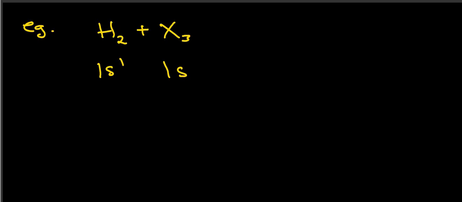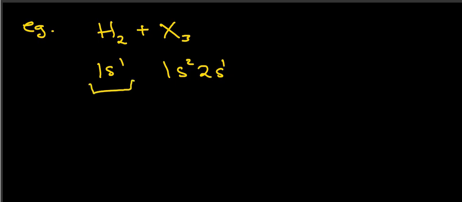hydrogen. For example, hydrogen combining with something that has 3 electrons. I need a non-metal. The configuration of hydrogen is 1s1. Let's say something that has 3 electrons has the configuration 1s2 2s1. So imagine hydrogen combining with this element.